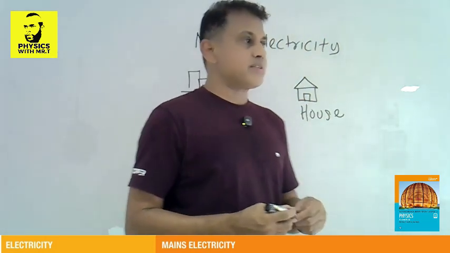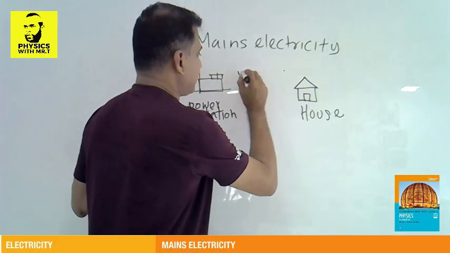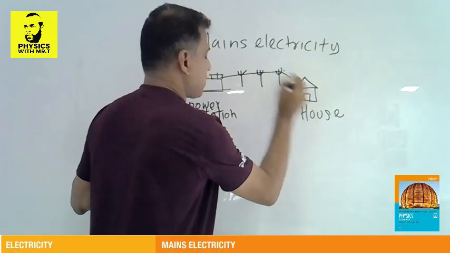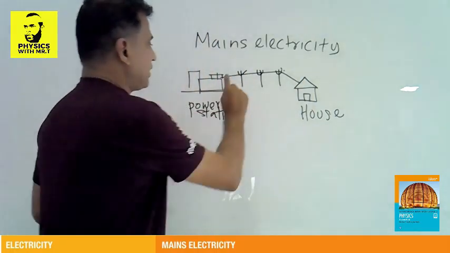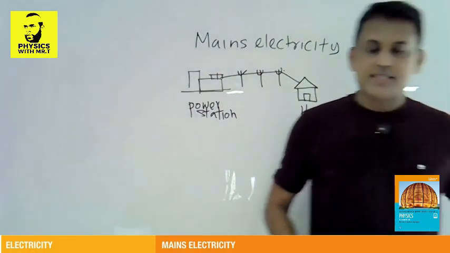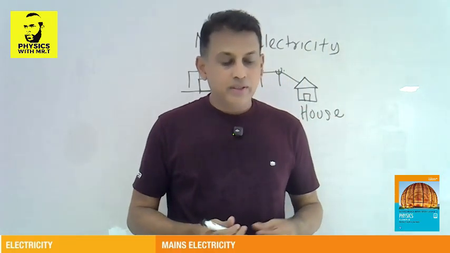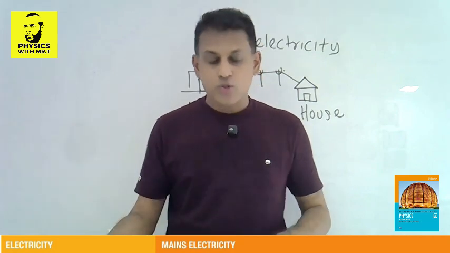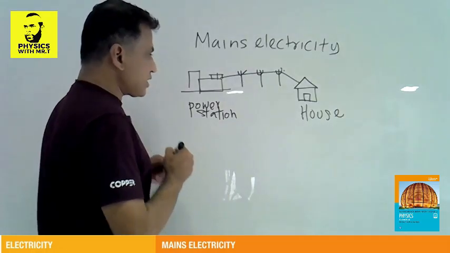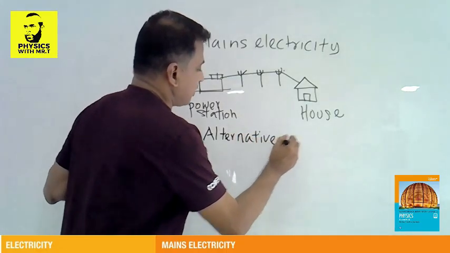Once they generate the electricity, it is supplied through the wires to the house. What we get from this wire is the mains electricity. That's called mains electricity. The mains electricity is the one that we get from the power station to the household. Now this electricity is known as alternating current.